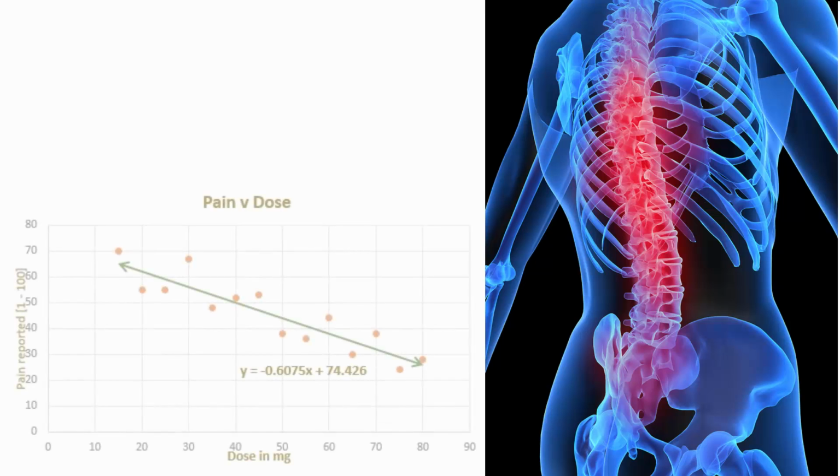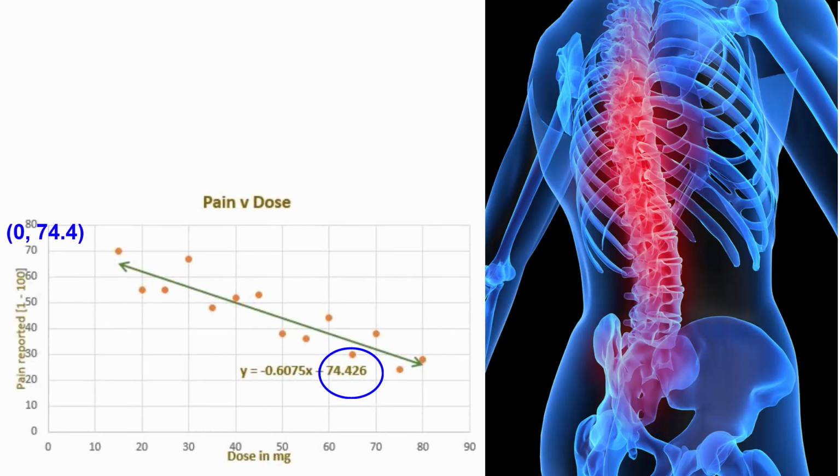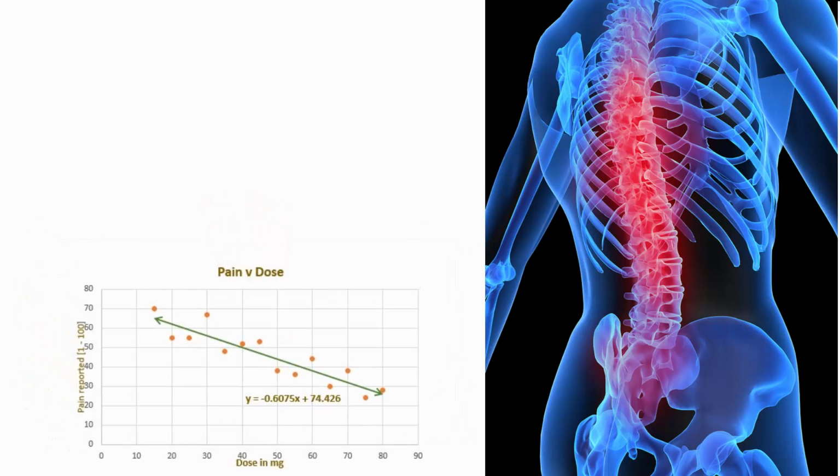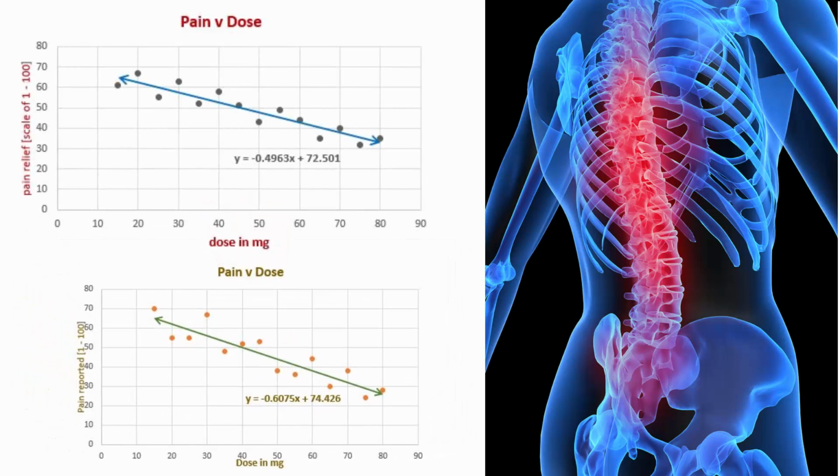The regression line in this case has a y-intercept at (0, 74.4), implying that the average level of pain among those individuals prior to taking the pain reliever was about 74 points. The slope is -0.6, meaning that for each additional milligram of pain reliever given, the pain level tends to drop by 0.6 points. But remember, this is data from one experiment. Here's data from a second experiment.